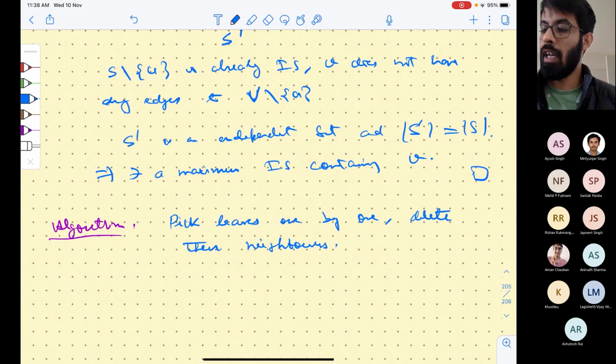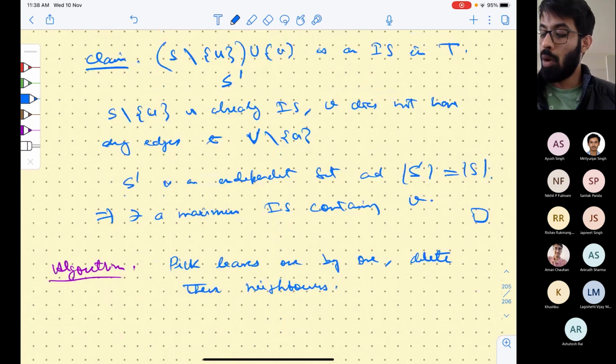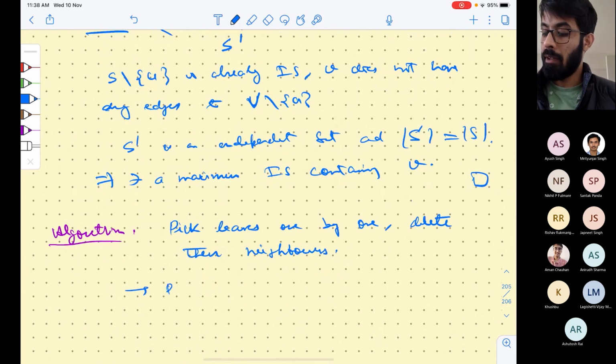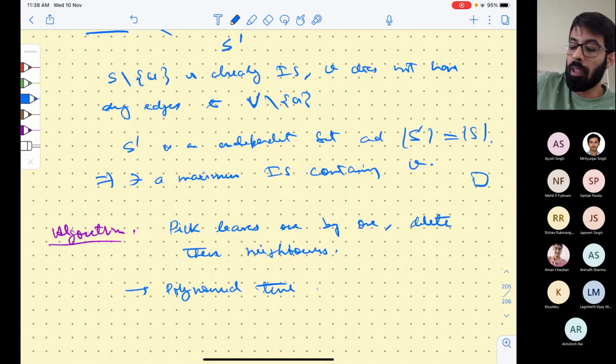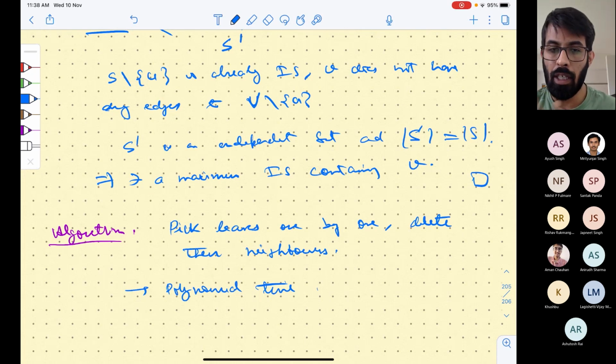Any question about this algorithm? And this can be done in easily polynomial time, right? You don't need to do something very fancy, or guess anything or go through subsets or anything. You just have to find a leaf, delete it, include it in your independent set, delete its neighbors, only one neighbor actually because it is a leaf, then recursively find the independent set in the remaining graph.